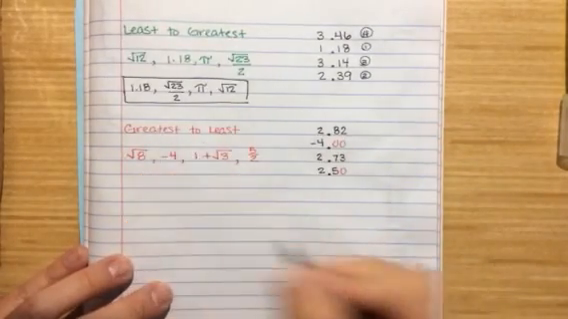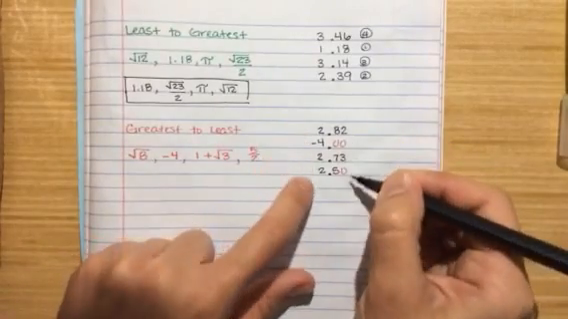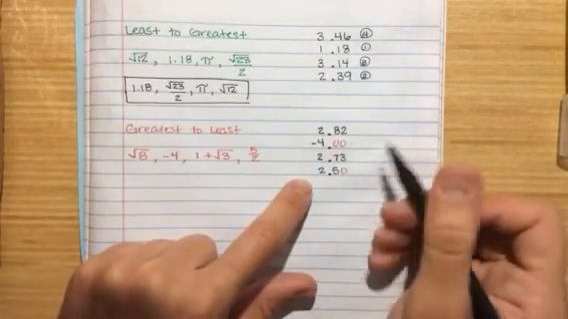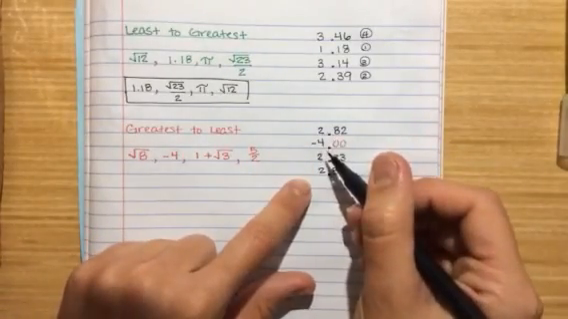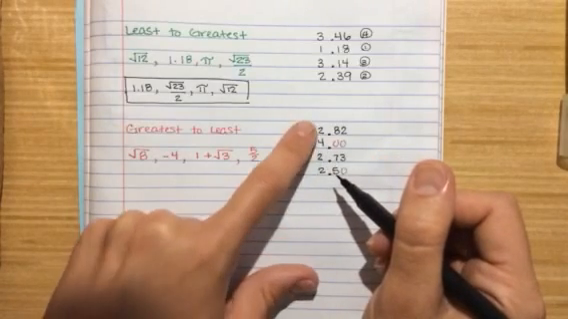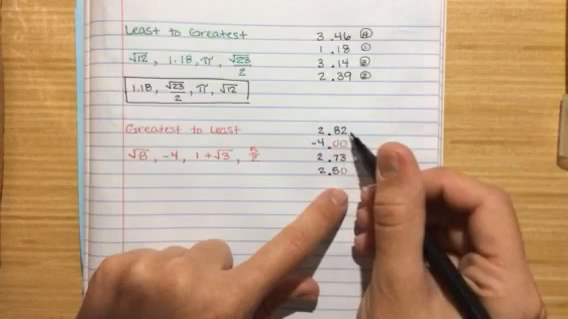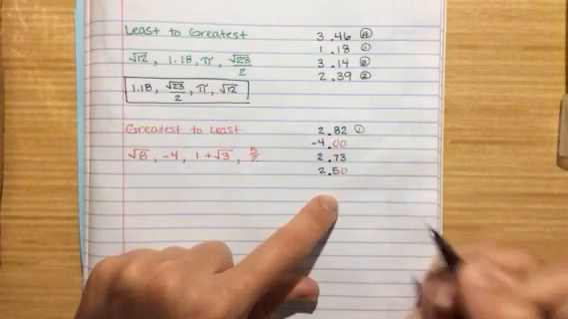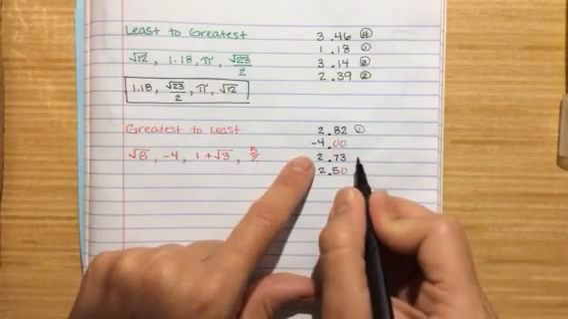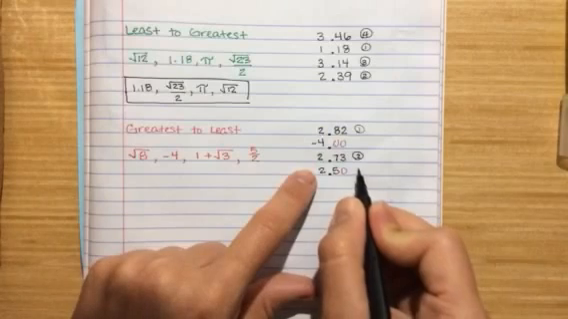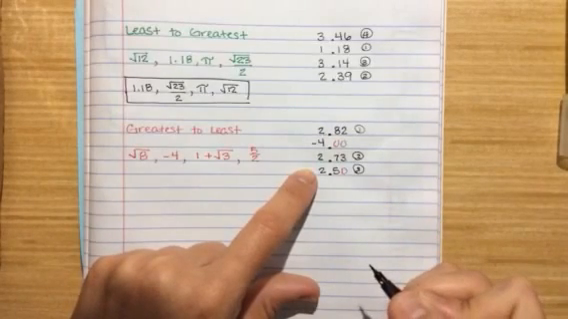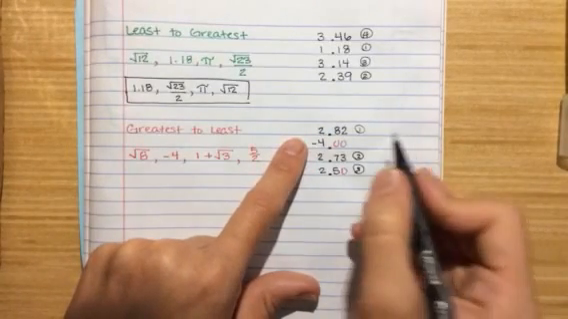Now we're going from greatest to least, so let's see what is the greatest number here. Look at the whole numbers. For greatest, I'm going to look at the positives first. So let's look at the positives. And let's look at the decimals now. The greatest one is 2.82, so that's our first one, followed by 2.73 and 2.50, and then our least value is going to be our negative.